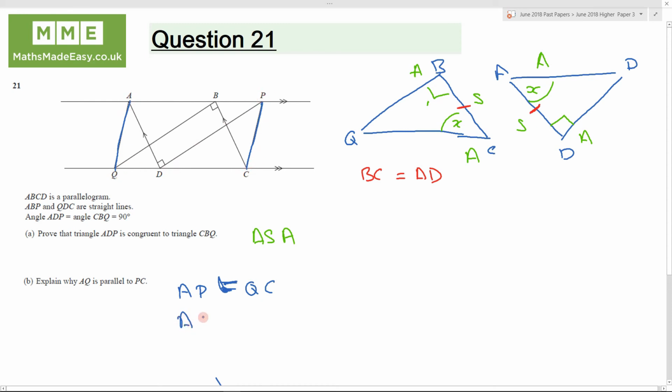AQPC forms a parallelogram. Because it forms a parallelogram, AQ and PC therefore must be parallel if they are in a parallelogram. And that is the end of the paper.